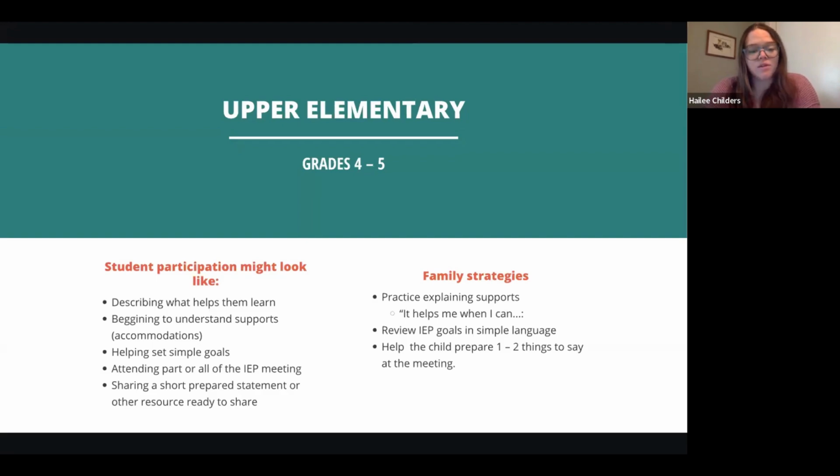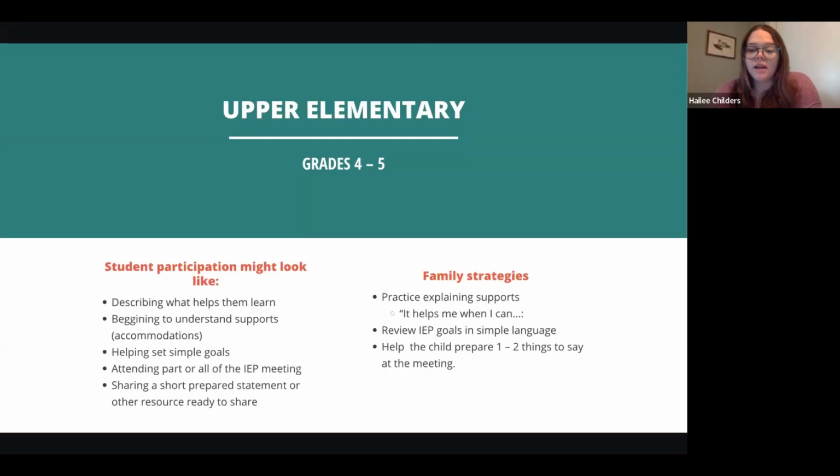And then students can also share a short prepared statement or other resource that they have prepared. Some of my students like to use slideshows, some like to write scripts, some like to draw pictures. We have guides and one-pagers that help them identify those domains that they want to share about.